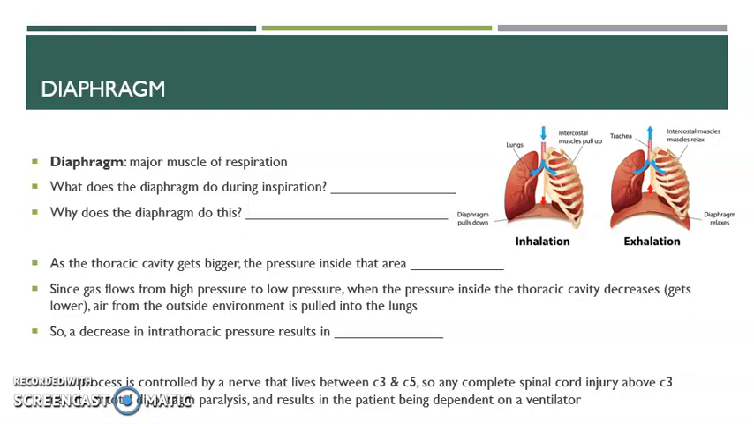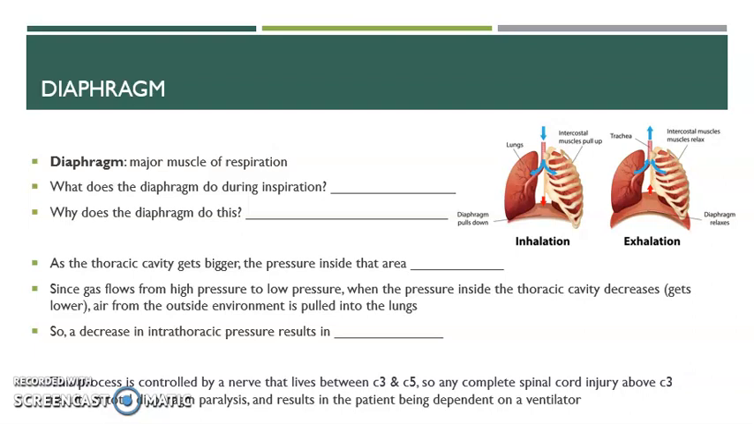Your patient will continue to inhale until the pressure inside of their lungs becomes higher than the pressure of the outside environment. When the pressure inside the lungs becomes higher than the outside environment, your patient will get a signal from their brain to begin exhaling. Again, this is constantly trying to equalize pressure. So, a decrease in intrathoracic pressure results in pulling air into the lungs.